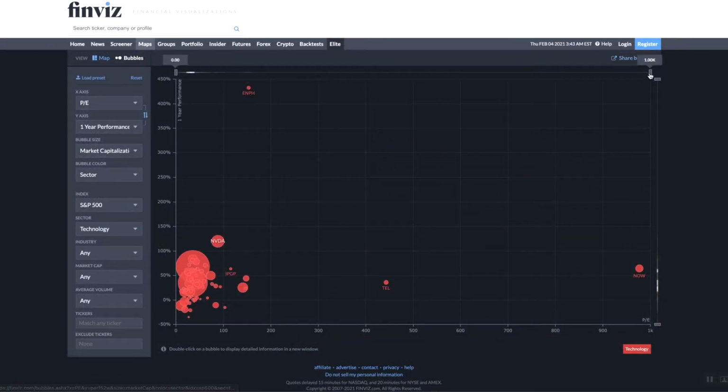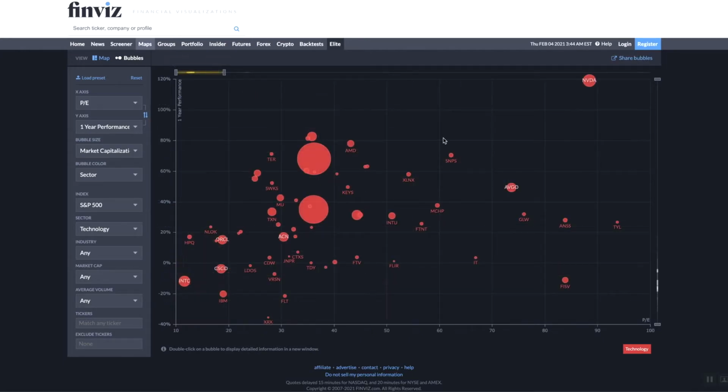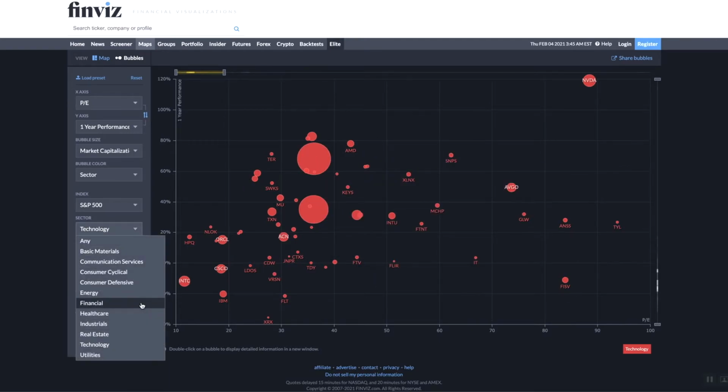So here we're at technology now, and you can see the majority of them are clustered around here, except a couple that are all the way out here. So we're just going to eliminate all the outliers. After we eliminated the outliers, you can see that it seems like the average is around 30 to 50. Now, the next sector I want to choose is really financial, because that is a more stable industry.